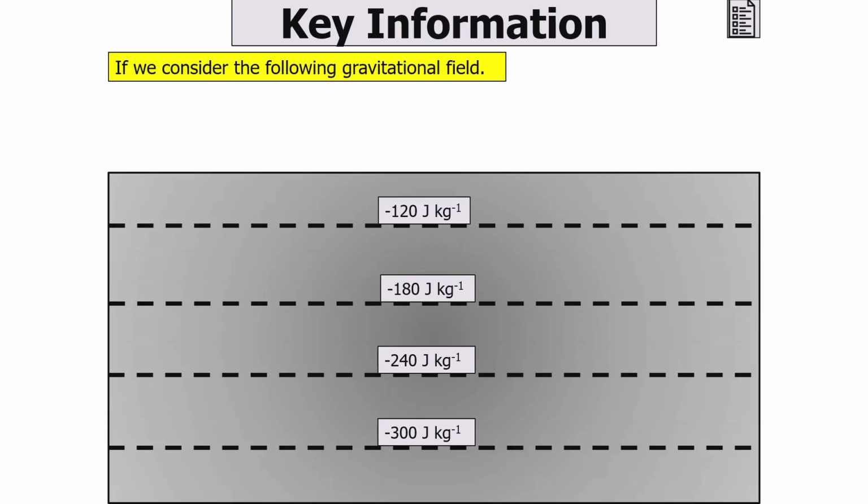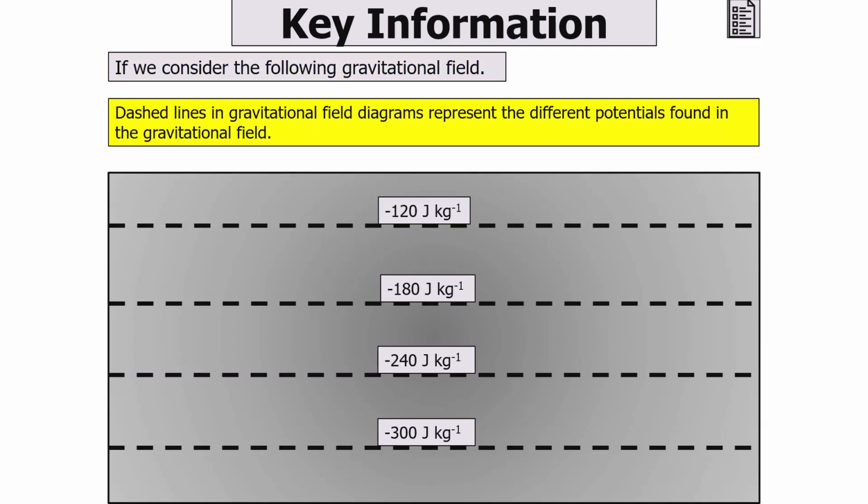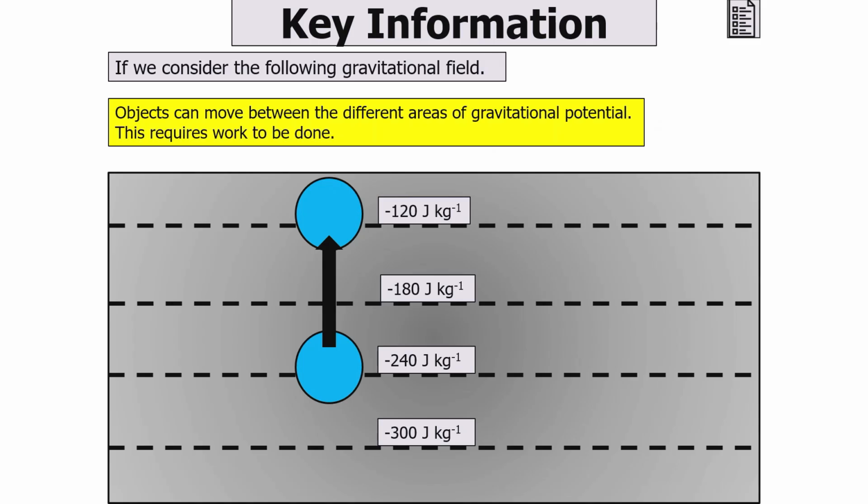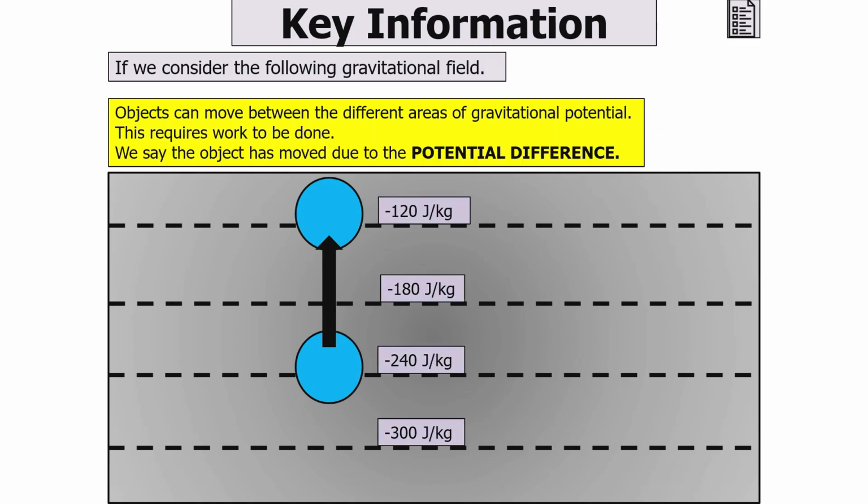Now if we consider the following gravitational field, the dashed lines in gravitational field diagrams represent the different potentials found in that gravitational field. Now objects can move between different areas of gravitational potential, and this requires work to be done. So we say that the object has moved due to potential difference.